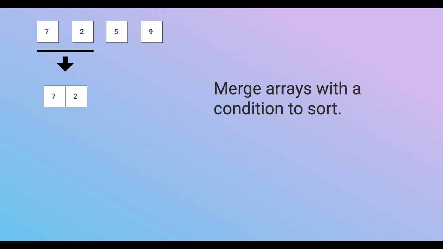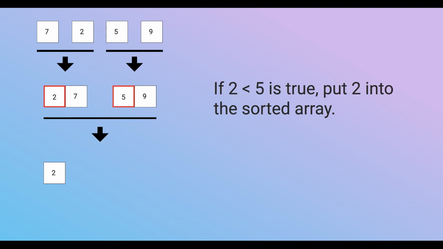Then take the third subarray that contains one element, that is 5, and take the fourth subarray that contains one element, that is 9. Compare values. 5 is less than 9. The new subarray will consist of two sorted elements, 5 and 9. At the first merge step, we got two subarrays with sorted values. Let's continue to merge and sort subarrays.